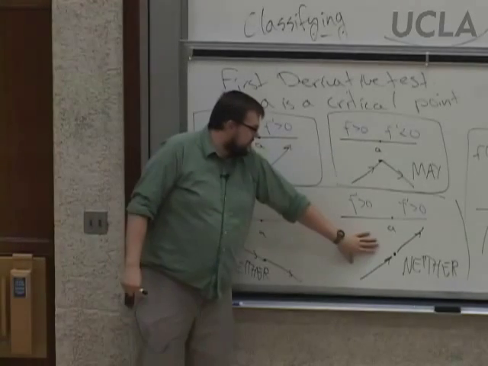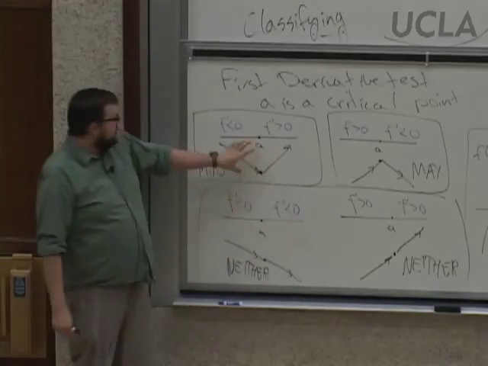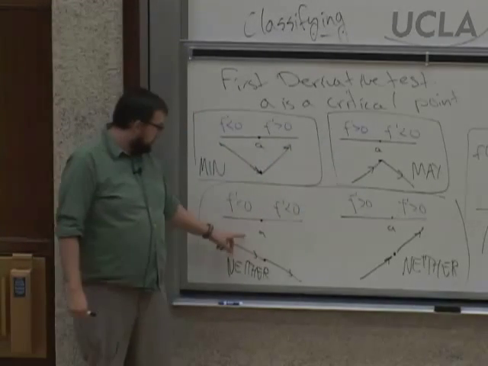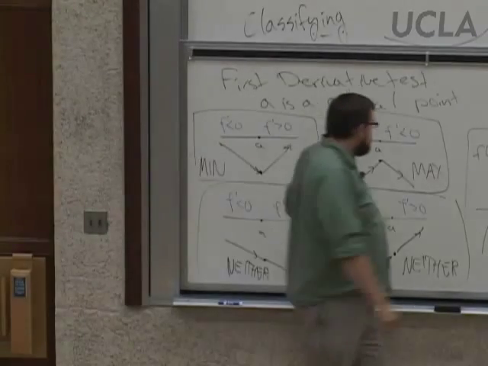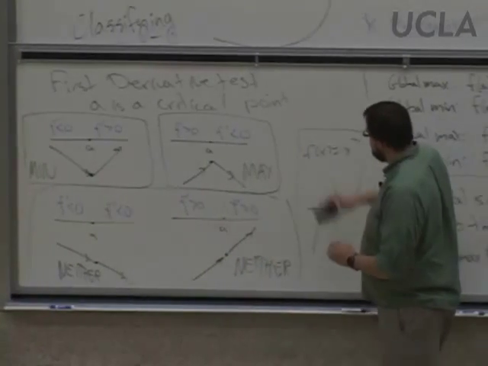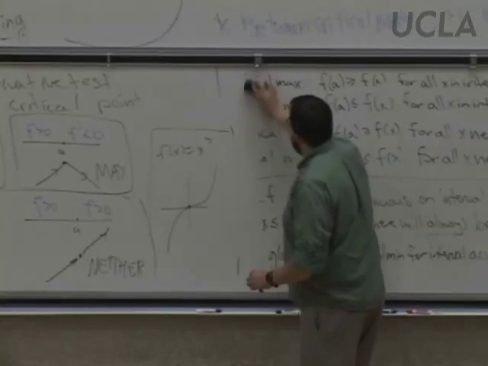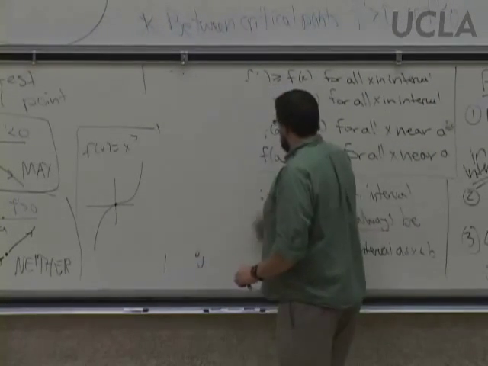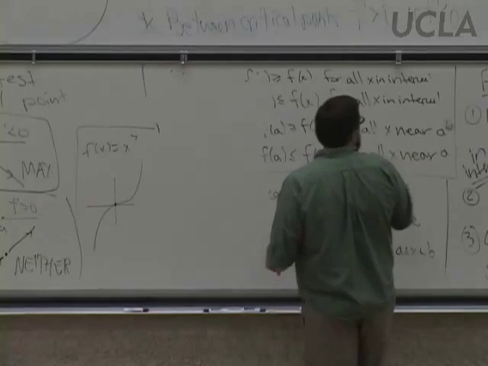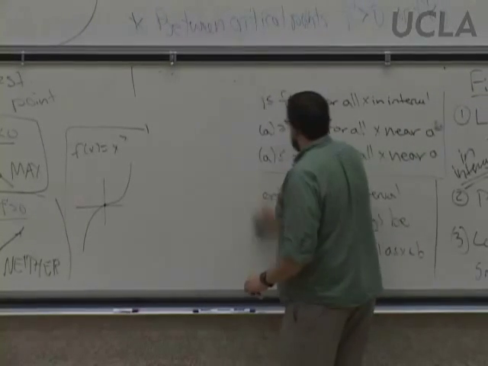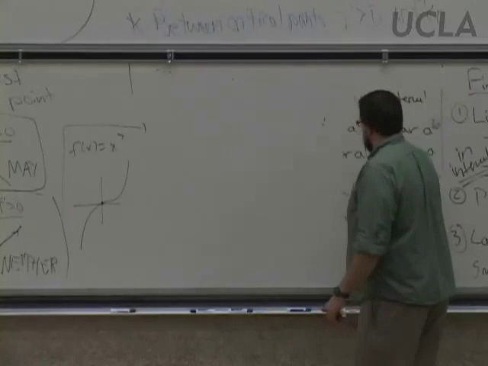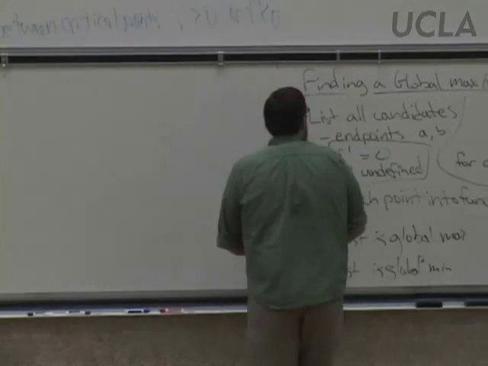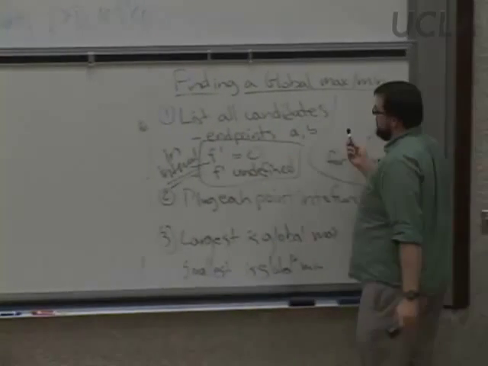So here's an x cubed at x equals 0. Think of this as like x squared at x equals 0, negative x squared, this is negative x cubed. So all these four things can actually happen. All right, so now we come down to our procedure. Let's see. We can probably just do it here. So what did we do? We list all the candidates.